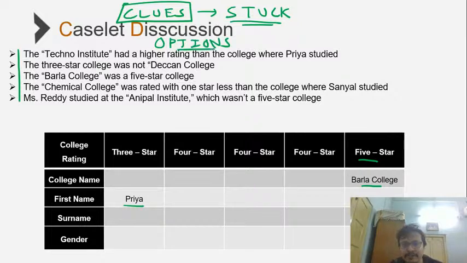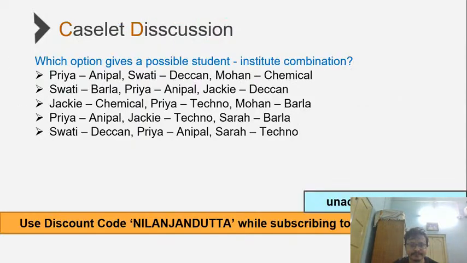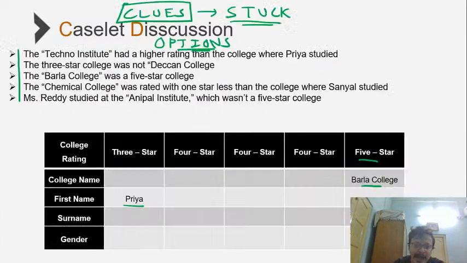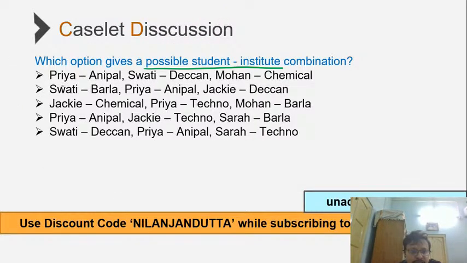And so when you get stuck in the set, I've always said, go back to the options to fall back on. Some of you might be wondering, how can options help me when I've solved only 2% of the set? I've just filled 2 cells out of the entire set. So let us look at one of the questions. It says, which option gives a possible student institute combination? Note, we have a clue on Priya. Priya belongs to the 3-star college. So we look for the options on Priya, we find that 4 options are talking about Priya belonging to Anipal.